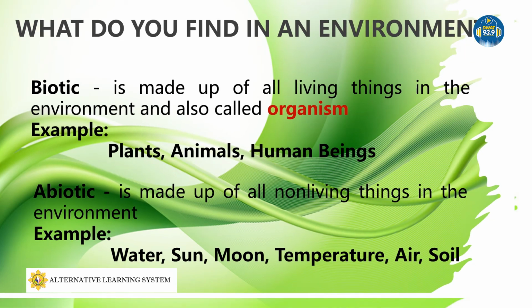We see in an environment biotic and abiotic components. If we say biotic, this is made up of all living things in the environment, also called organisms. Examples are plants, animals, and human beings. If we say abiotic, this is made up of all non-living things in the environment. Examples are water, sun, moon, temperature, air, and soil.